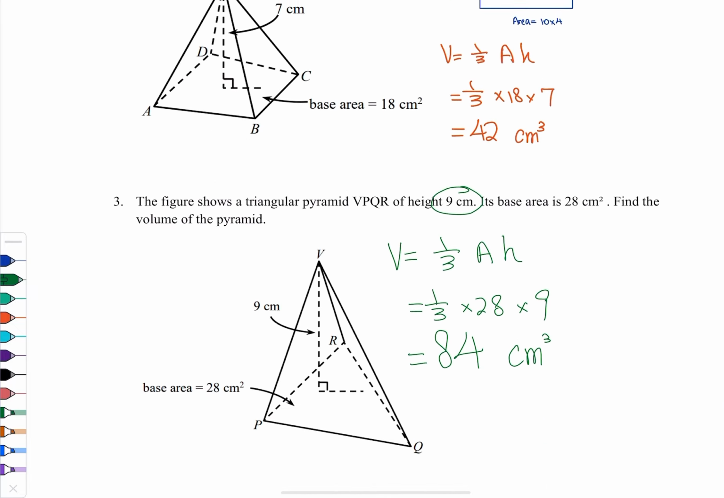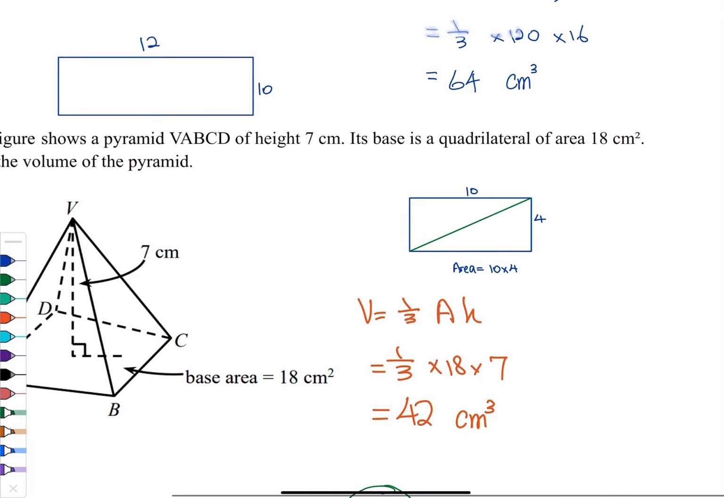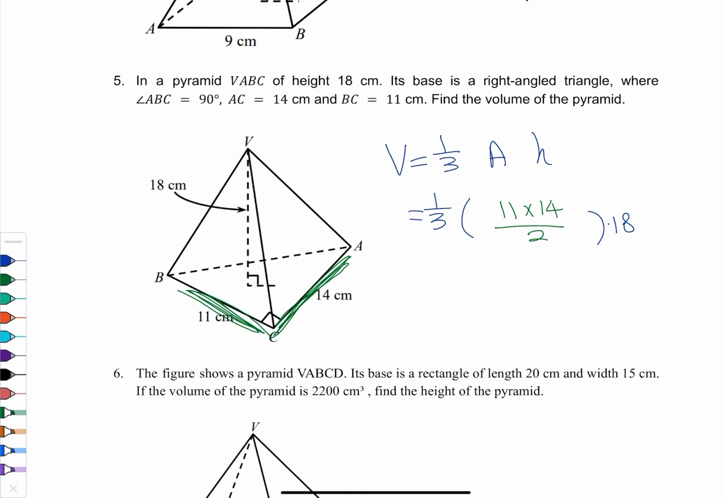If you see a rectangle and you cut into half, that will be your triangle, right? So if this area is this times this, then the triangle will be half of it. Alright, so same for here. So you click 1 over 3 times 11 times 14 over 2 times 18. You should be able to get your answer as 462 cm cube. Next.